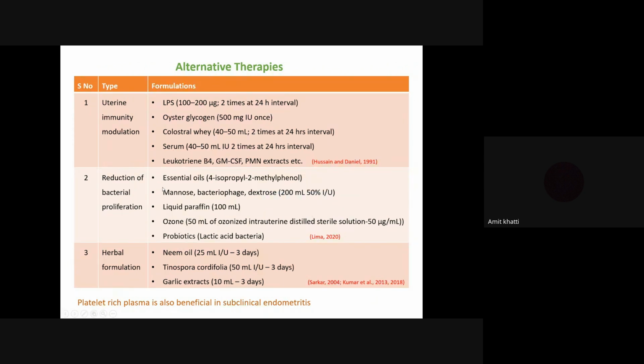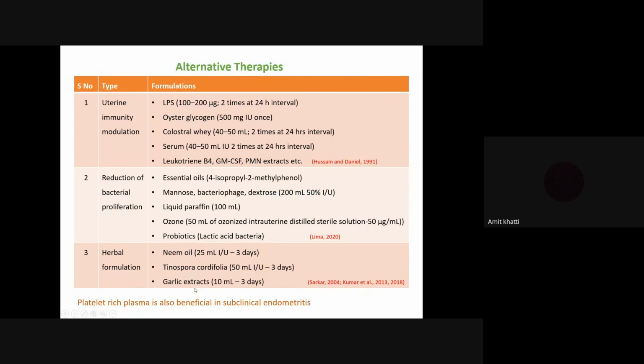In the second category, there are some antioxidants and hypertonic solutions, and bacteriophages can also be utilized. They also have some antibacterial or antimicrobial properties. So they will neutralize the microbial population in the uterine lumen through oxidization, as we can see in the case of ozone. Probiotics are also there. These will compete for the nutritional availability of the pathogenic microflora. So these agents can also be utilized, and some herbal formulations are also preferred in case of uterine infection, like neem oil, tinospora, and garlic extract.